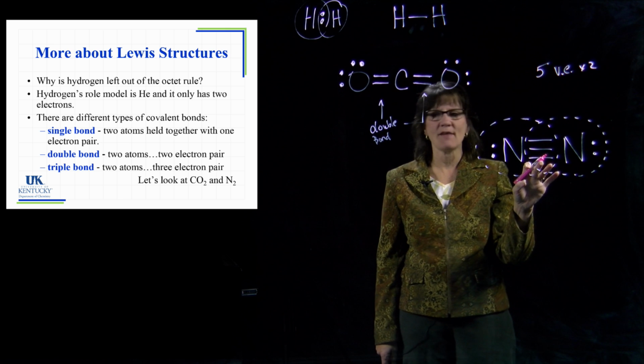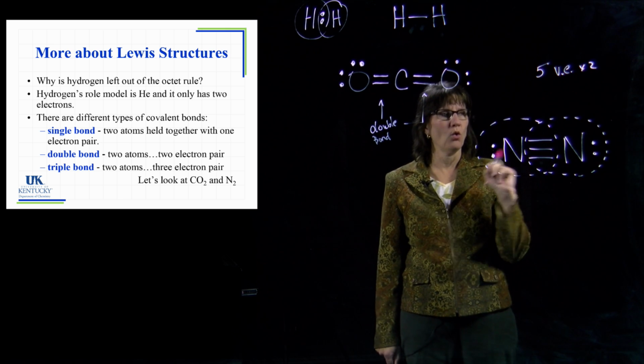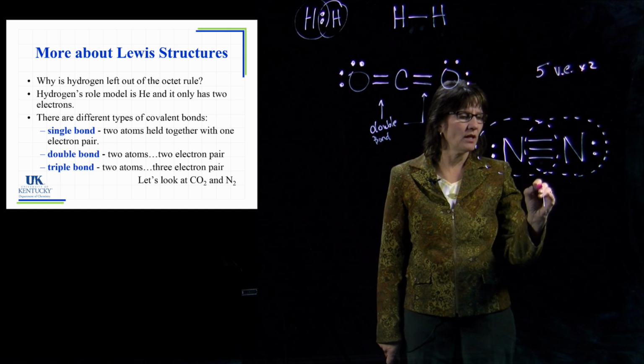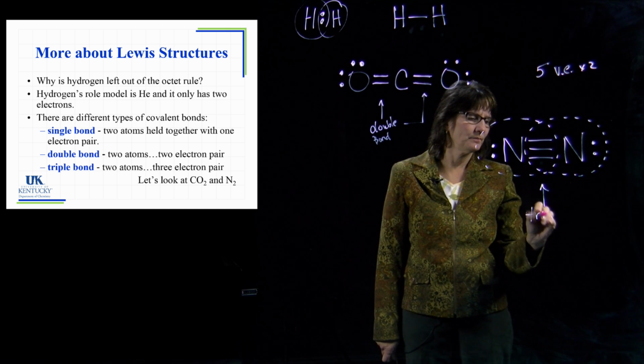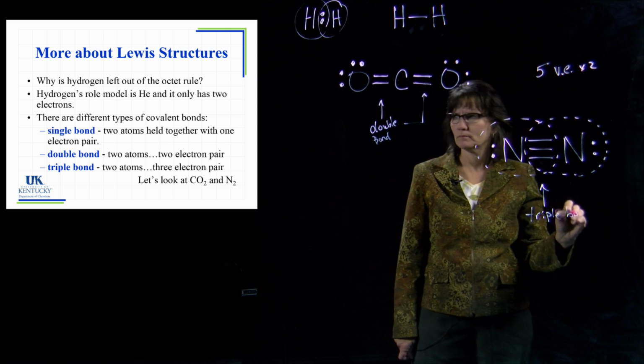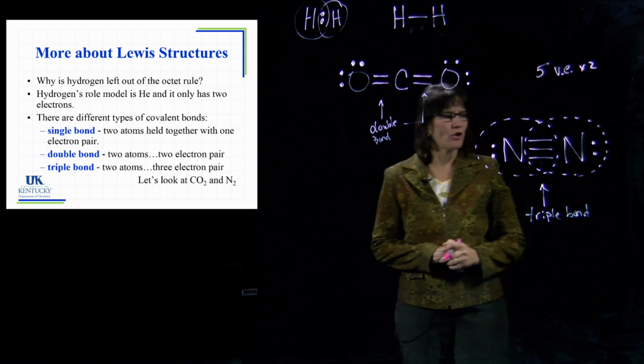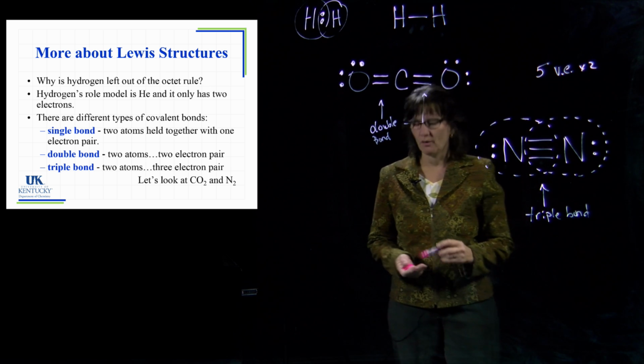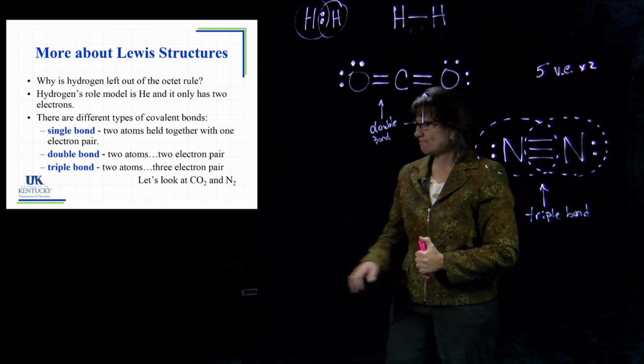So we can sometimes have to share a whole lot in order to make the atoms obey the octet rule. So this right here is called a triple bond. Okay? We have our triple bond, which is a sharing of 3 pair or a total of 6 electrons.